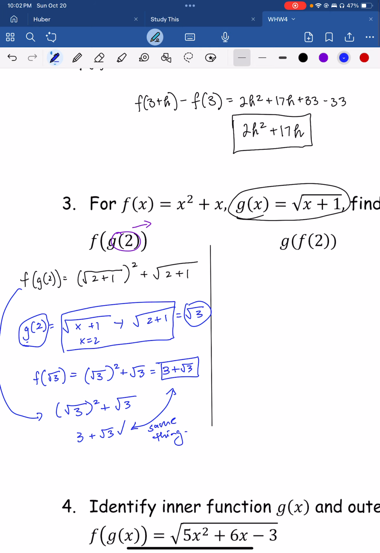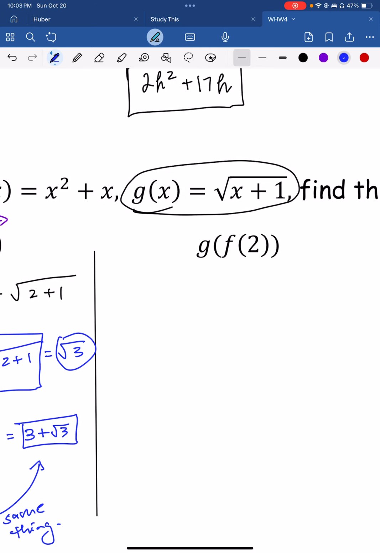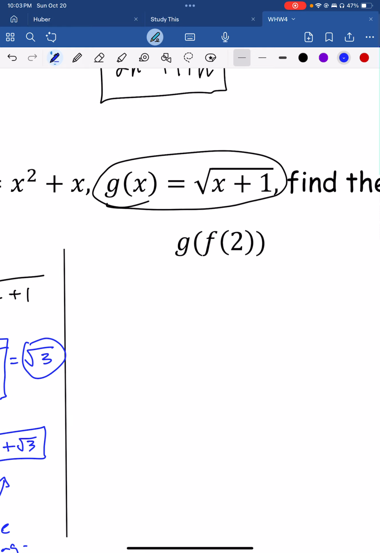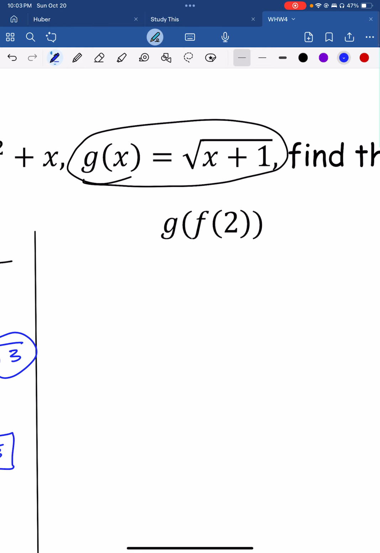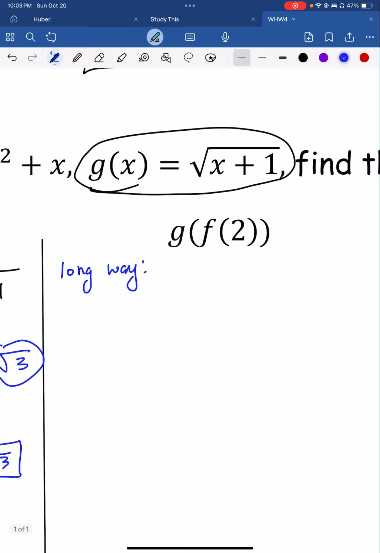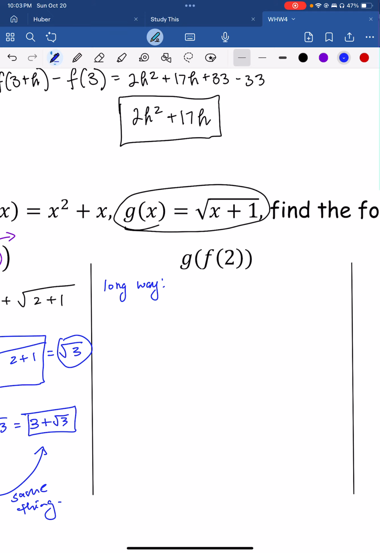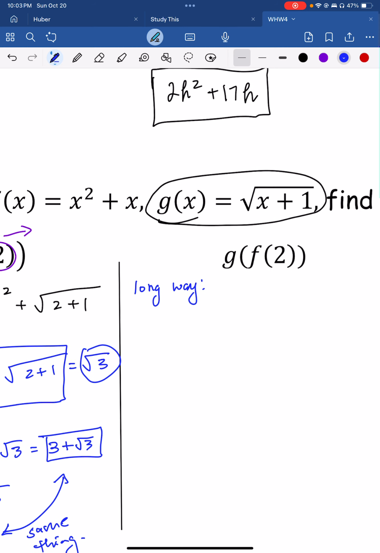And because we can do f of g of 2, we can also do g of f of 2. G of f of 2 is the same thing. I could write it out the long way and the short way. It just depends what kind you want to solve, if you want to solve one really long equation or two smaller equations. And I always prefer to solve the shorter ones.